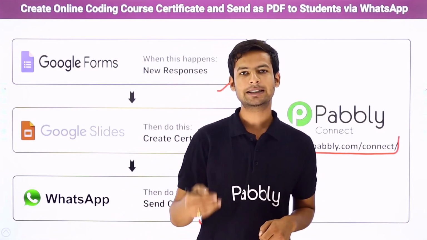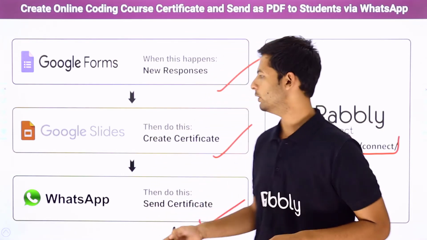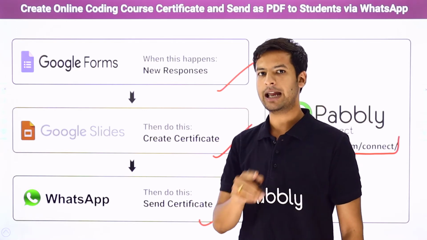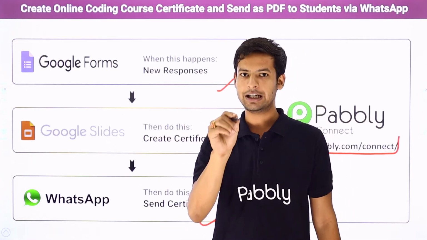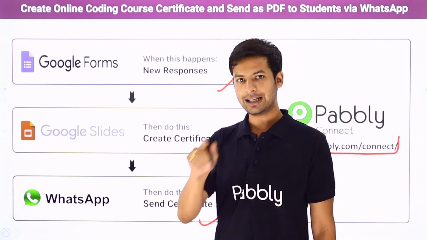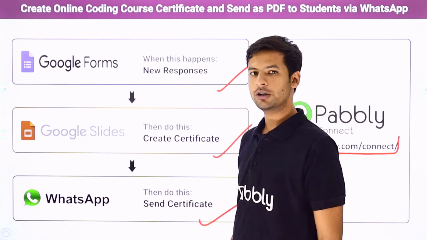Pabbly Connect is an integration and automation software. What it will do is help us link all of these applications together so that every time the student fills up the form which you have created for them, automatically on successful submission of the form, a certificate will be created for that individual student, and again automatically it will be sent to them on WhatsApp.